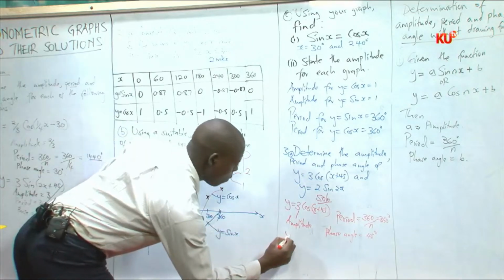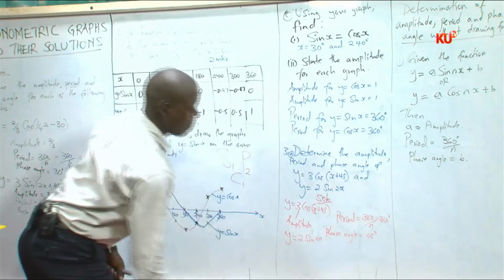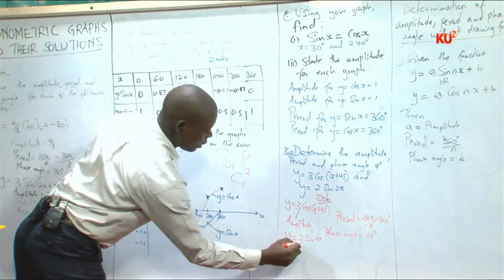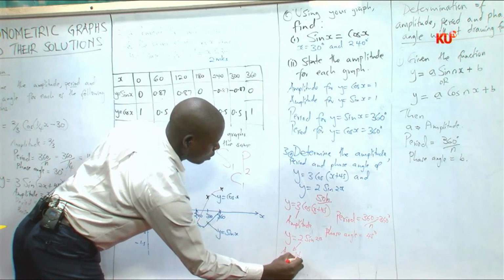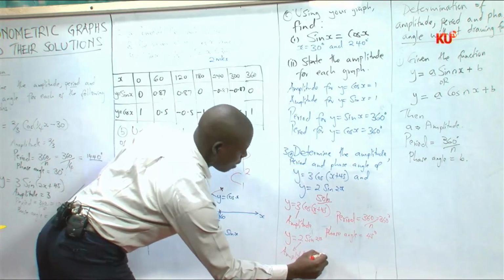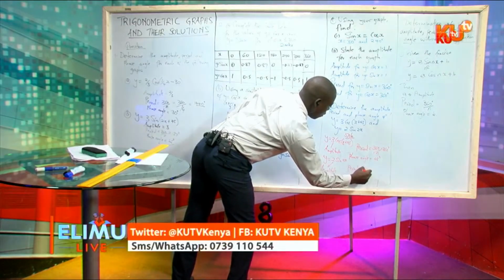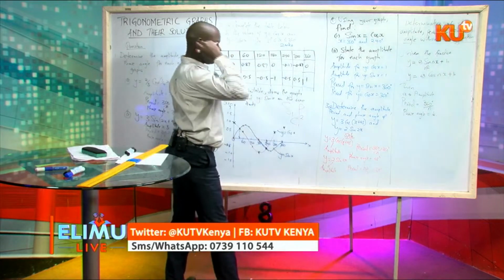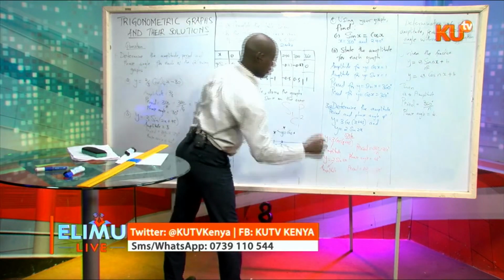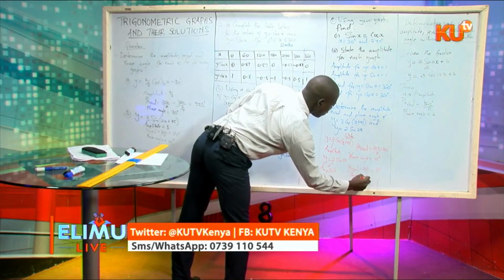For the curve y is equal to 2 sin 2x, the amplitude is 2. This is the amplitude. And then the period will be 360 over 2, which is 180 degrees. And in this case, there is no phase angle, so it is equal to 0. The phase angle is 0.